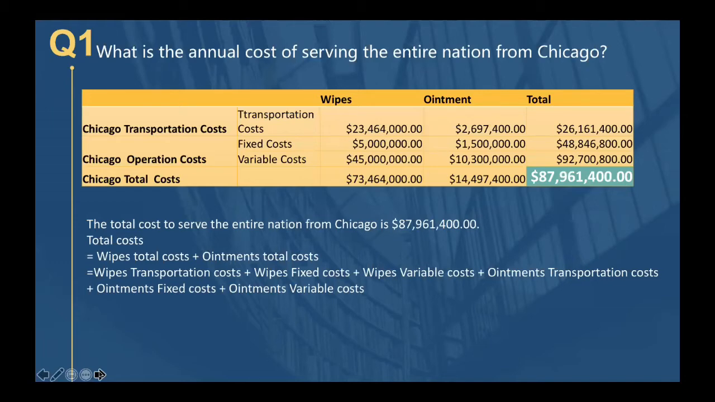After a simple calculation, we know that the total cost to serve the entire nation from Chicago is more than $18.7 million, a total cost equal to wipes total cost plus ointments total cost. The total cost of wipes and ointments includes transportation costs, fixed costs, and variable costs respectively.